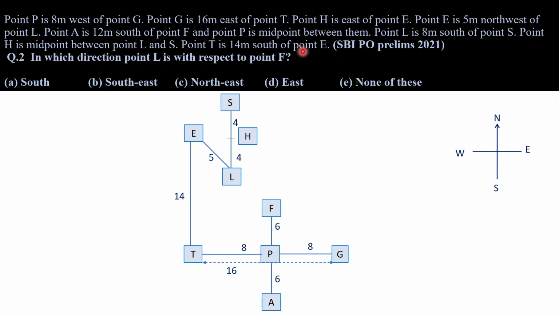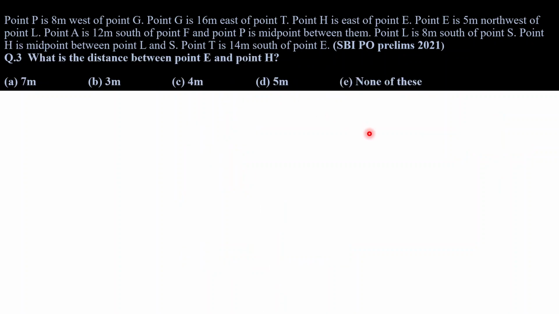I've drawn it and I'm straight away going to proceed with question number 2, which says in which direction point L is with respect to point F. So we have to find out the direction of point L with respect to point F. So as you can see, the arrow is pointing towards northwest direction. So as you see that in the options, northwest is not given. So we'll mark our answer as option number E, which is none of these. Now let's proceed to the next one.